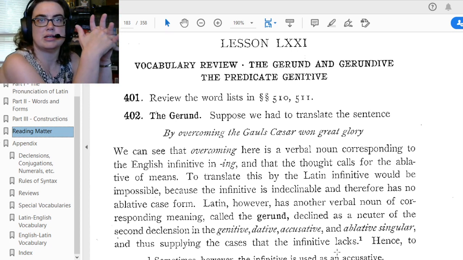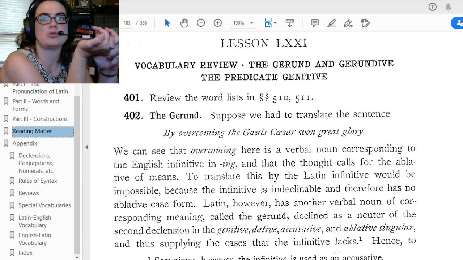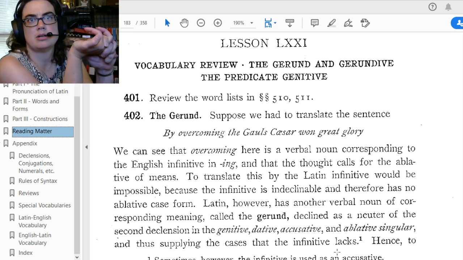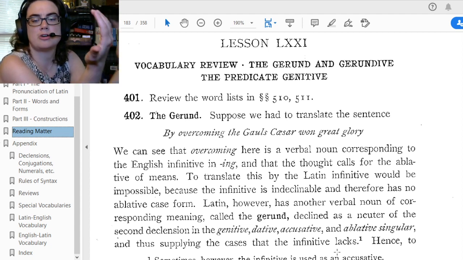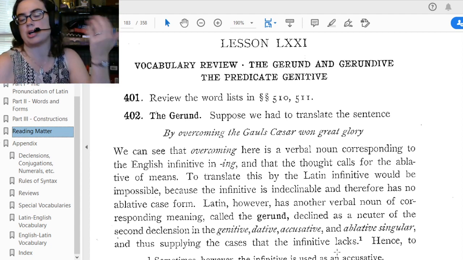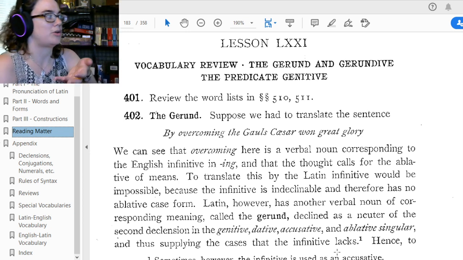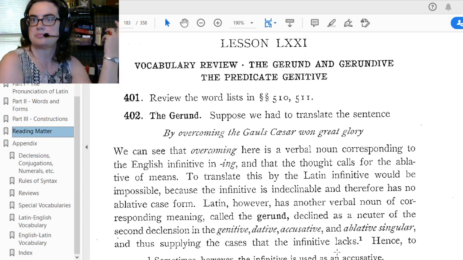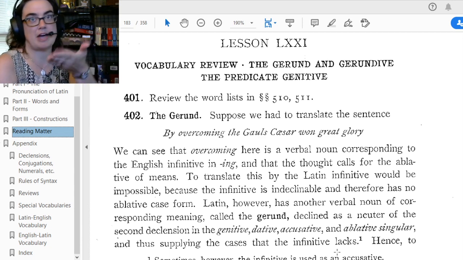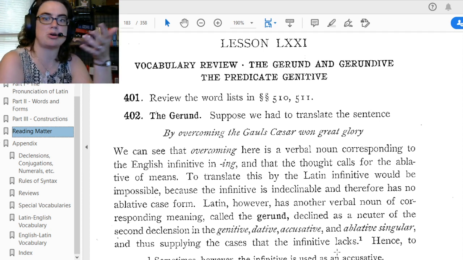So in the example here, we have, by overcoming the Gauls, Caesar won a great glory. So by overcoming is kind of like an ablative of means. Caesar won great glory by means of overcoming the Gauls. But overcoming is a verb. So how do you use a verb like an ablative? You use a gerund. All right. And that is, in fact, what is in that sentence. A lot of people confuse it for a present active participle.